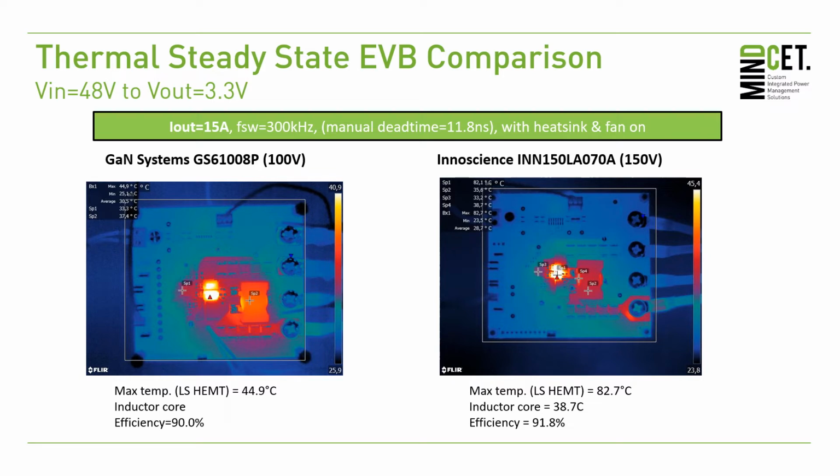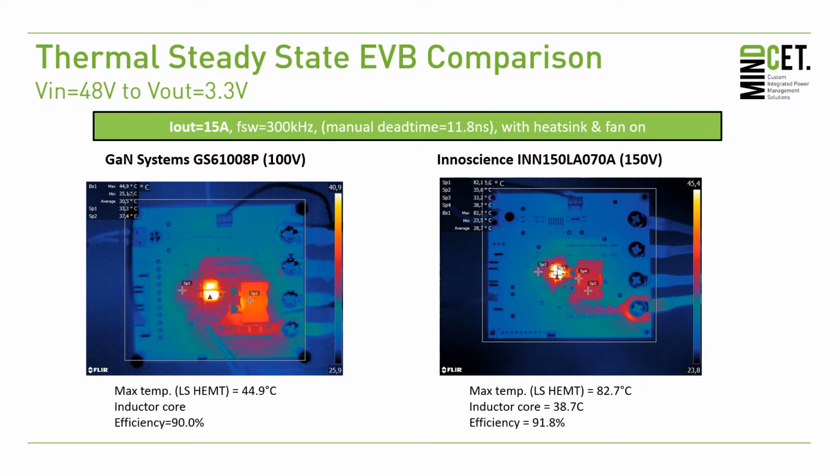As we can see, the efficiency is again pretty similar, although the InnoScience devices have a slightly higher efficiency, which is related to their gate charge, which is slightly lower, and also their RDS(on) is slightly lower, but it is very similar. So also the dissipation will be quite similar, although slightly higher for the GaN system devices. Nevertheless, we see that the GaN system devices remain relatively cool around 45 degrees C, whereas the InnoScience devices again were a bit hotter around 83 degrees C.